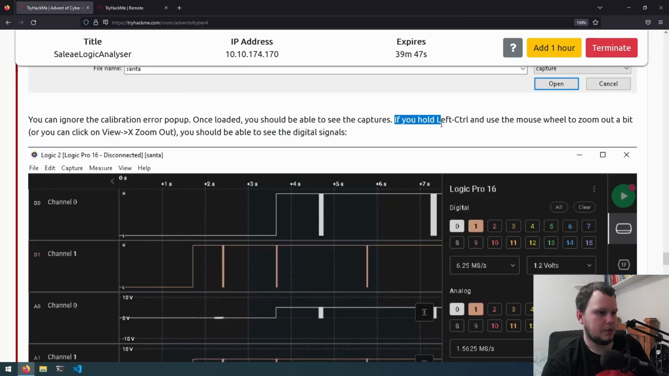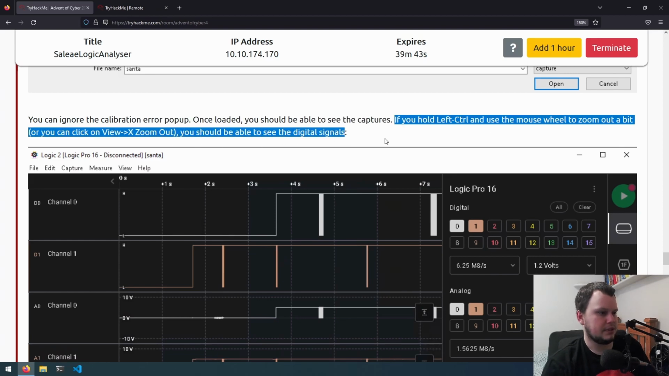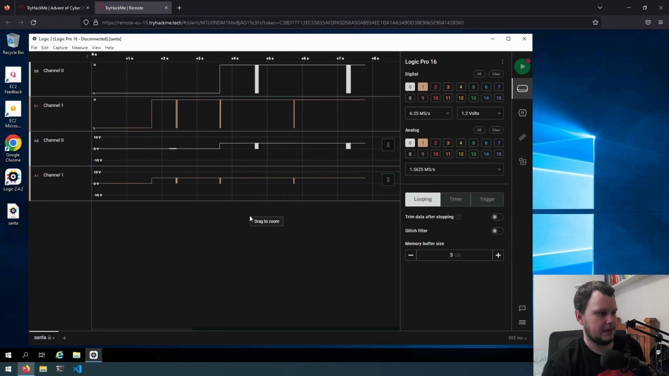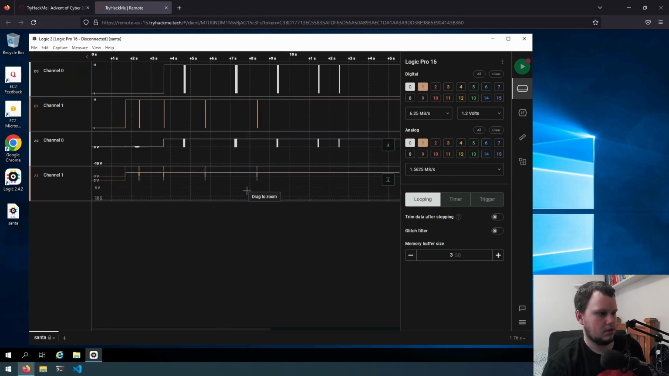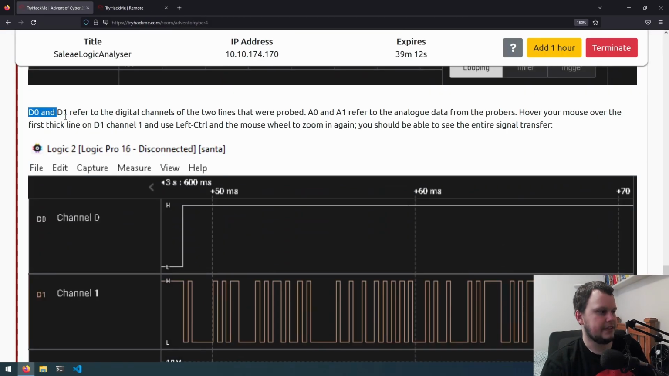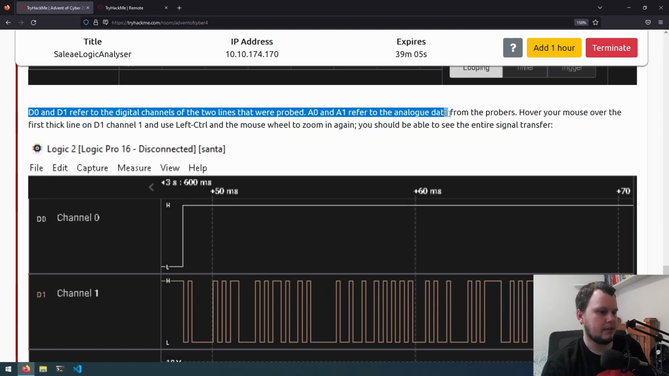If you hold left control and use the mouse wheel to zoom out a bit, you should be able to see the digital signals. Go here, Control wheel. Okay, there we go, we can see the signals. Okay, so let's carry on. D0 and D1 refer to the digital channels of the two lines that were probed. A0 and A1 refer to the analog data from the probes.